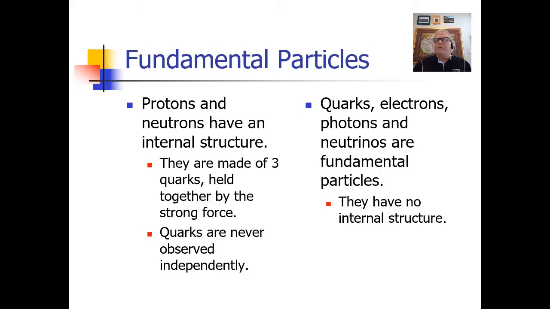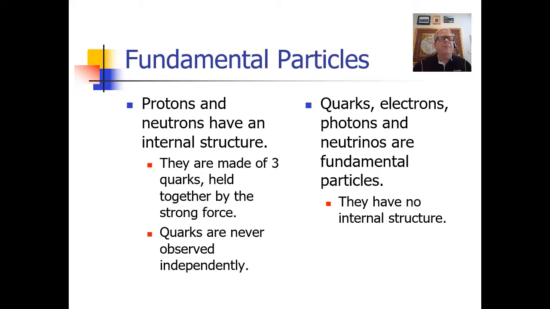Now, quarks, as far as we know, have no internal structure, and so they really could be considered to be the ultimate objects, along with electrons. Photons and neutrinos, too, as far as we know, have no internal structure, and so they are considered to be the true objects, I suppose. They also have no size, as far as we can determine, electrons and photons and neutrinos, certainly.